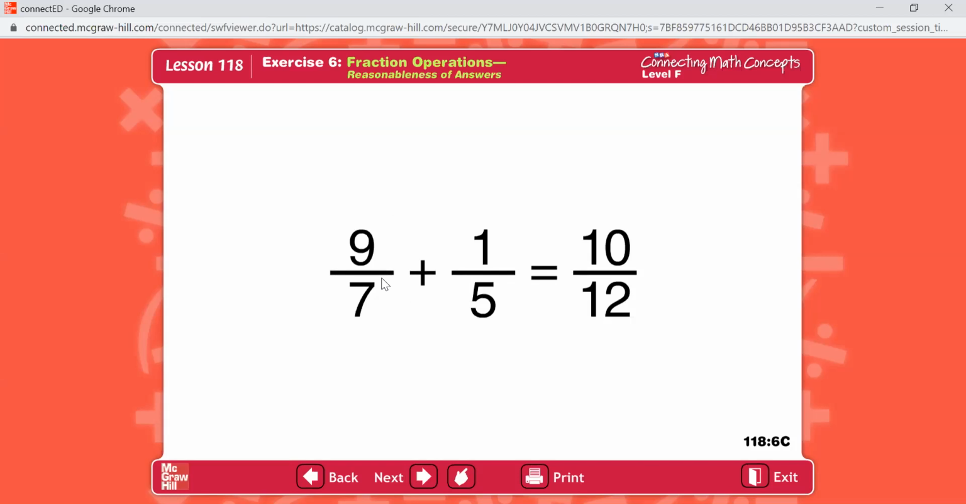9/7 plus 1/5 equals 10/12. Is the answer more than 1 or less than 1? This answer is less than 1. Are either of these fractions that we're adding more than 1? Yes. 9/7 is a top-heavy fraction, meaning it's more than 1. So can the answer be 10/12? No.